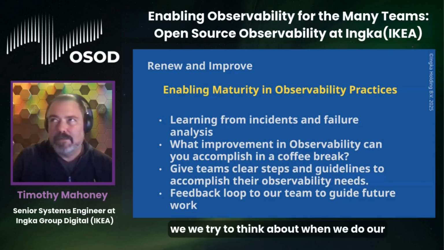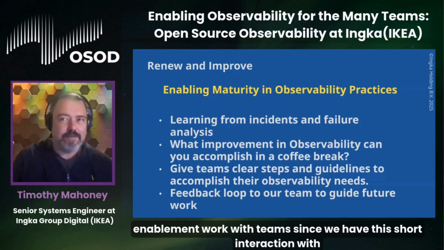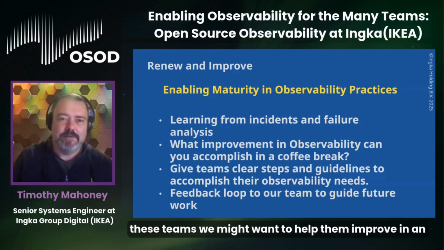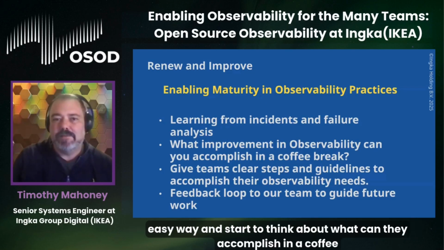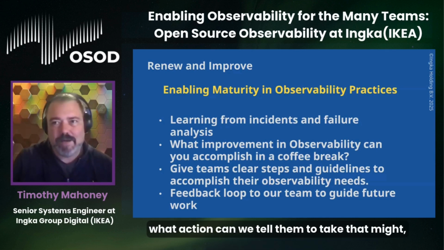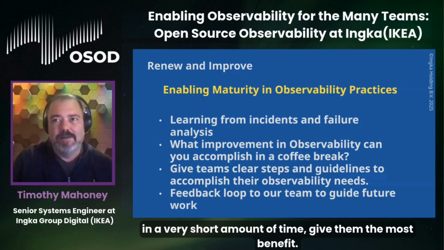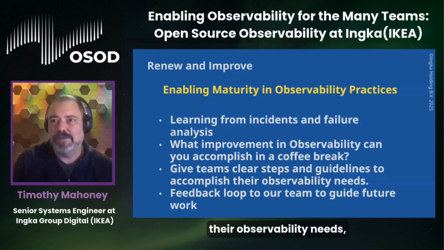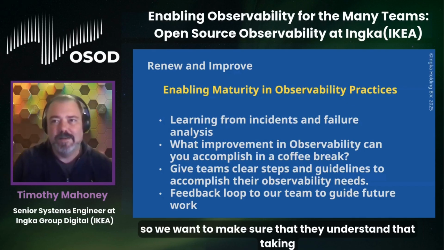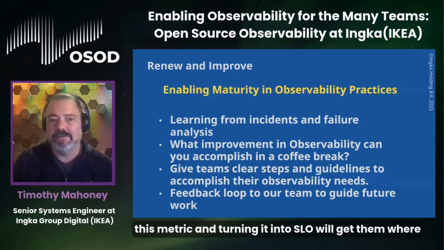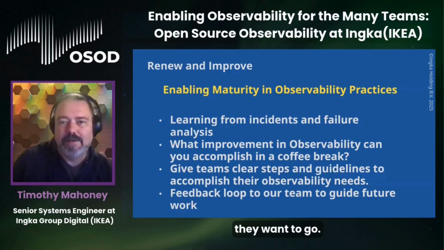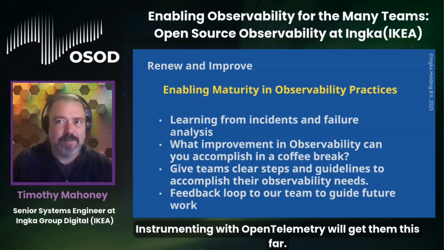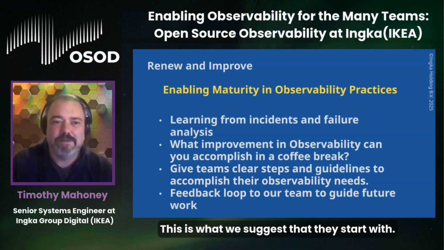When we do our enablement work with teams, since we have this short interaction with these teams, we might want to help them improve in an easy way and think about what they can accomplish in a coffee break. What tool can we give them? What action can we tell them to take that might, in a very short amount of time, give them the most benefit? We want to give teams clear steps and guidelines to accomplish their observability needs as well. We want to make sure that they understand that taking this metric and turning it into an SLO will get them where they want to go. Instrumenting with OpenTelemetry will get them this far. This is what we suggest that they start with.